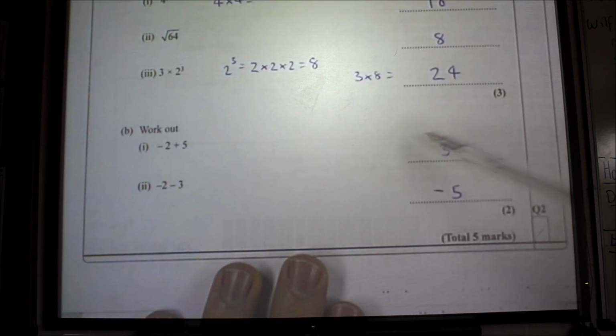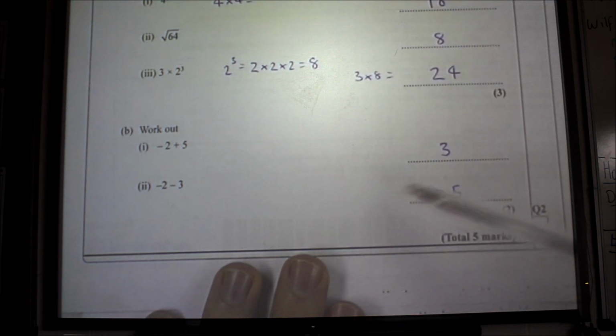Work out -2, add 5, so -2, -1, 0, 1, 2, 3. And -2, take away 3 is back down to -5. Question number 3.